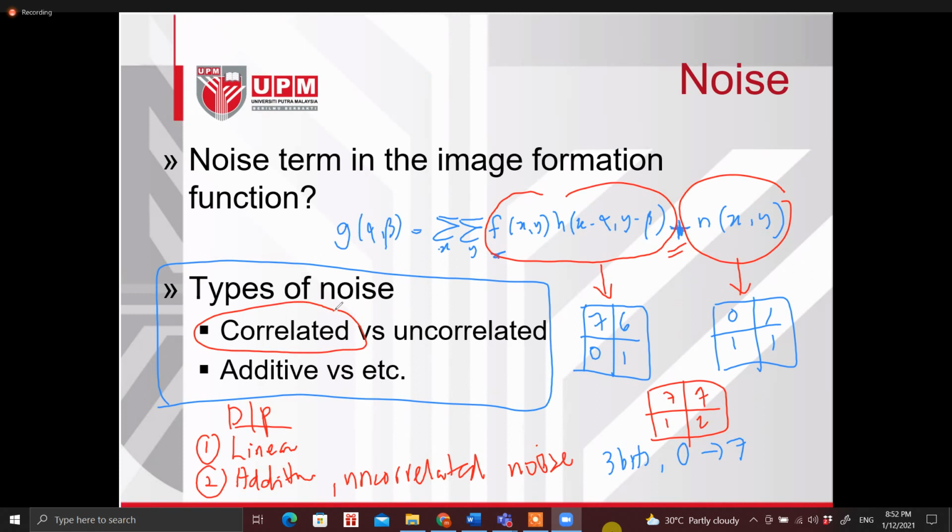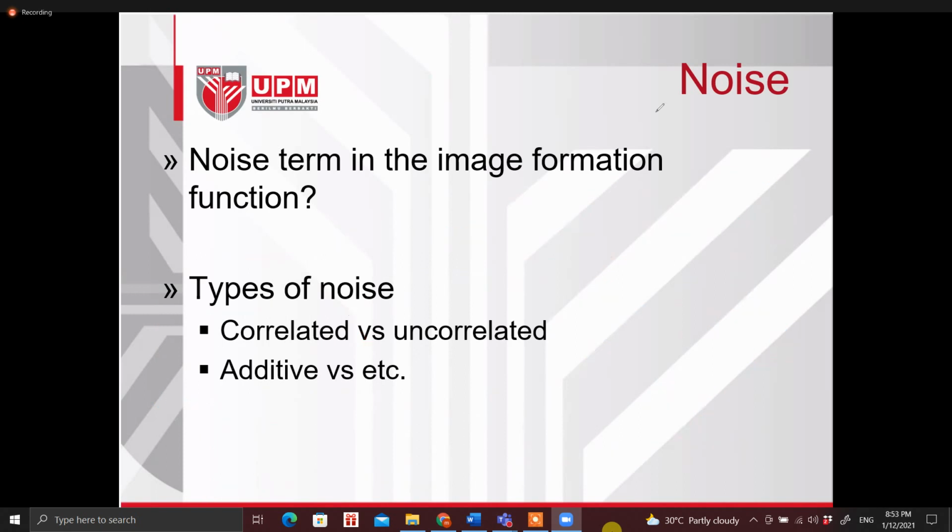That's what I'm trying to explain from the beginning. If you have one image, and we label that as the output image, G alpha beta, you do not know whether this image comes from correlated or uncorrelated noise, and you do not know whether it is additive, subtractive, multiplicative, or etc. You do not know.